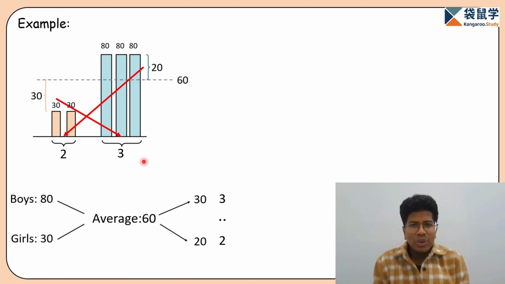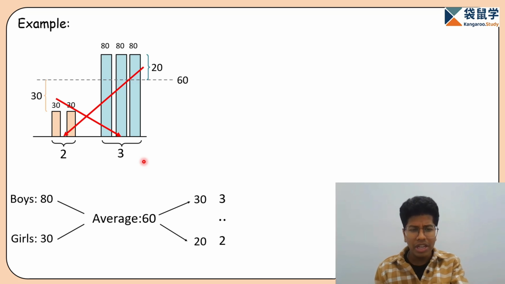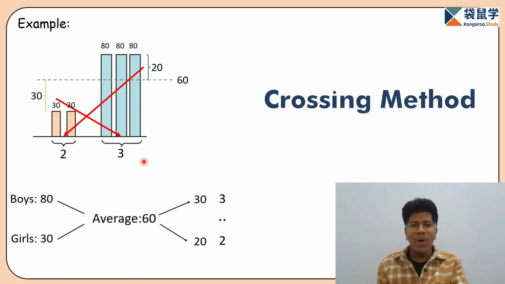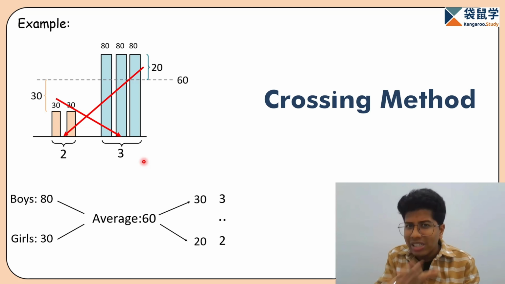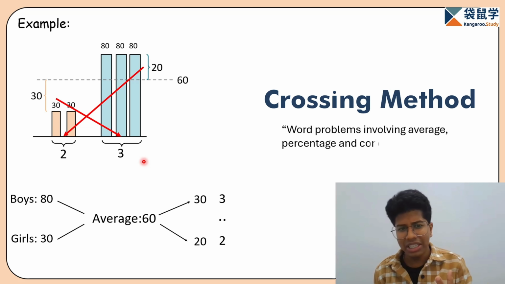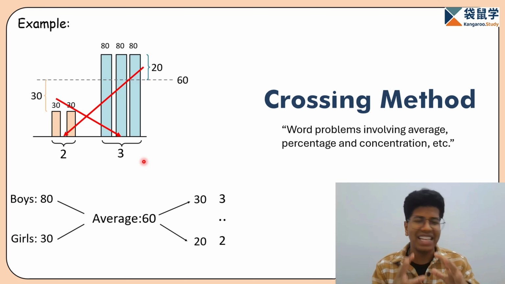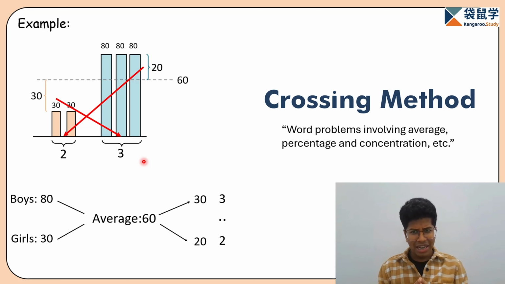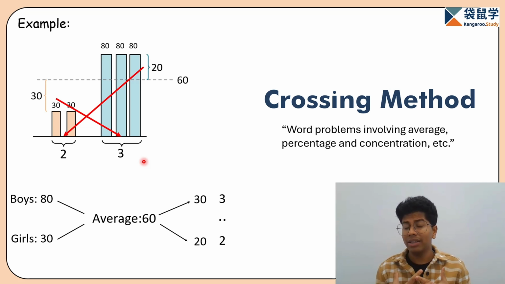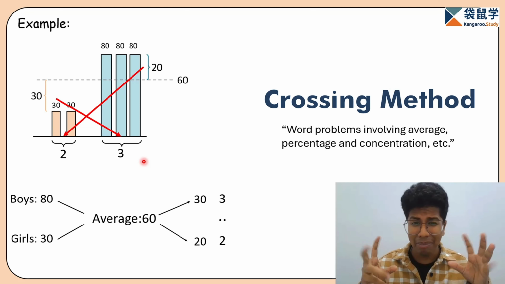So what we used is a method called the crossing method, by which we found out the ratios of numbers. The crossing method can be used not just to find out averages, it can also help us to find out percentages and word problems involving concentration as well. So how is this example related to the question that we are solving? We are solving a question based on oranges and apples, right?